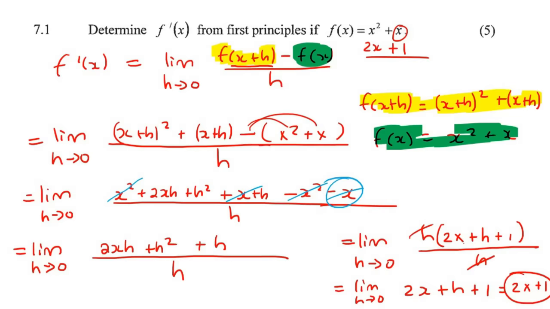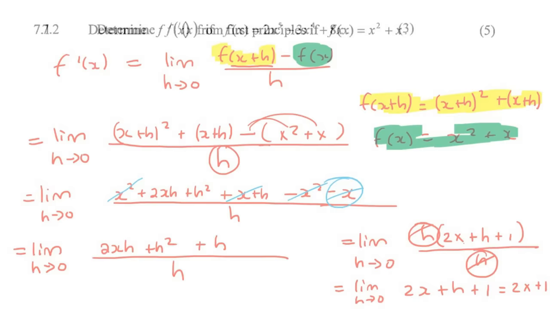And so there we go. Done. Why can't we just let h go to 0 in the very beginning? Well, because 0 is at the denominator, and if you have a 0 in the denominator, well, that's undefined. But if you cancel the h out, then you don't have an h in the denominator anymore.